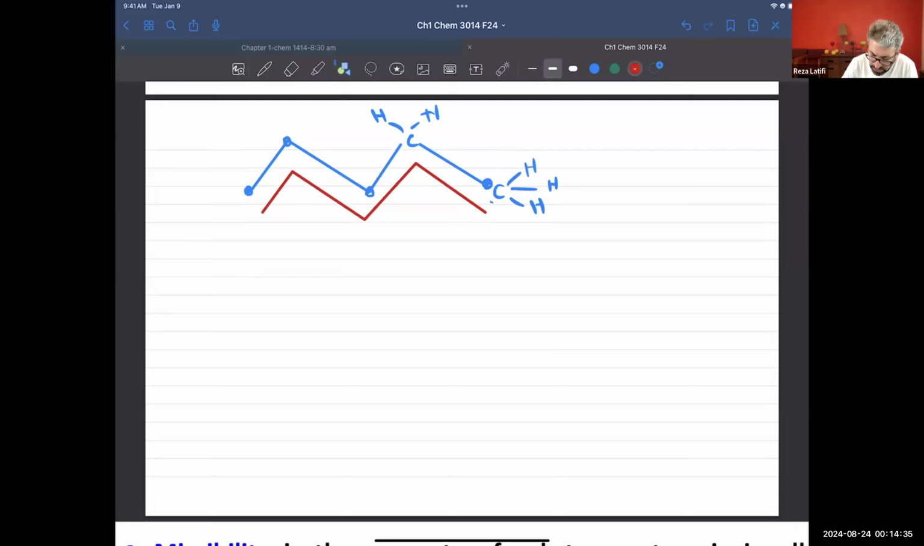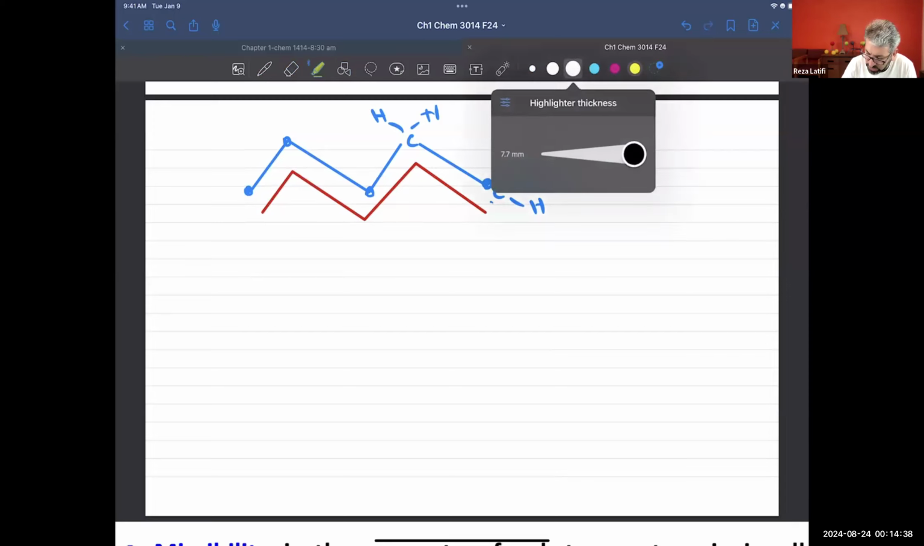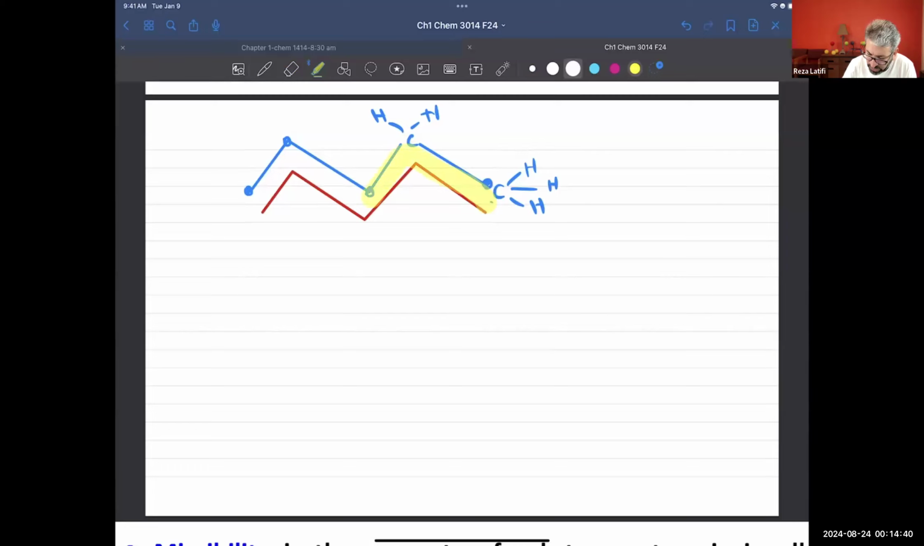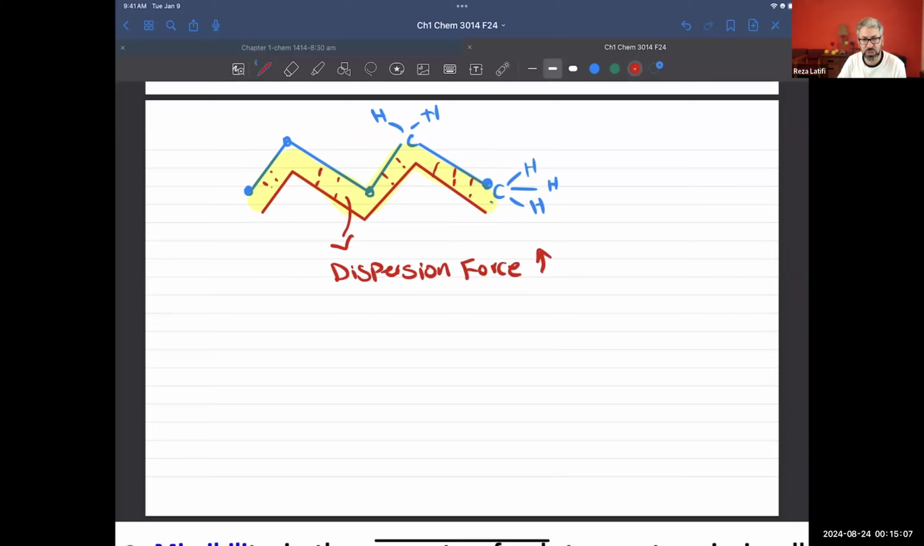The entire space will be available for dispersion force or intermolecular interactions. So I'm going to get some interactions here. I have more area for interactions. So I'm going to say the dispersion force is really high.